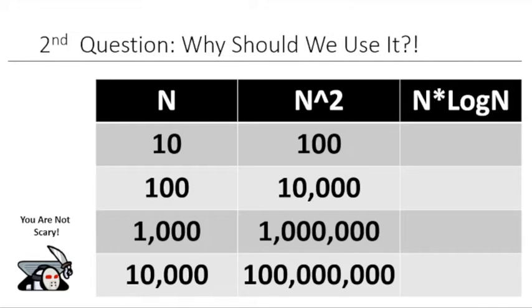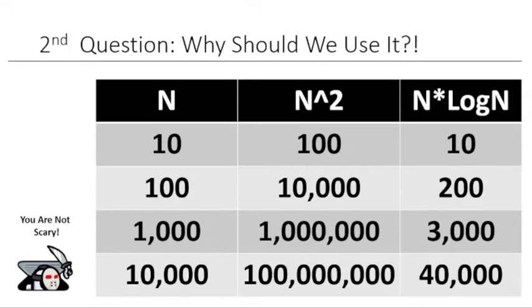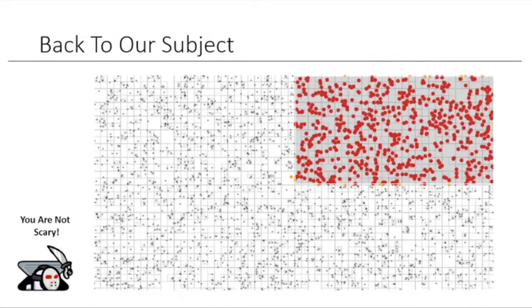N times log n of n is the big O notation. So 10 is going to take us 10, and 100 is going to take us 200. 1,000, 3,000, 10,000, 40,000. We narrowed down from 100 million to 40,000 searches. That's already crazy. Back to our subject.